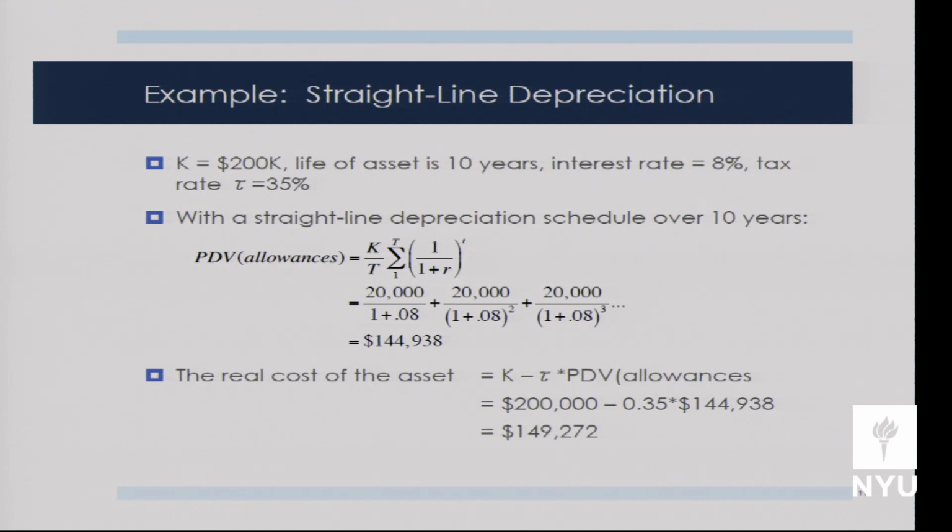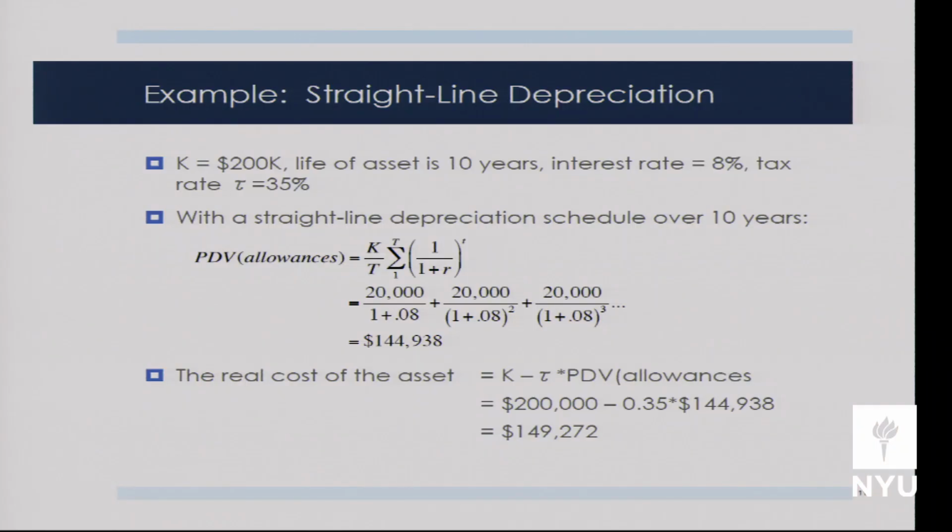Okay, so when we do this PDV, you're all familiar with PDV, we're going to take 20,000 divided by 1.08 for the first period. That's the first year's allowance. For the second period, we're going to square 1.08, so divide 20,000 by 1.08 squared, and then the third, the fourth, all the way until we have 20,000 divided by 1.08 to the 10th. That is the present discounted value of the last depreciation allowance this firm will be allowed to take related to this asset. So we're going to sum that all together, and it turns out, when you build a little Excel spreadsheet, that number turns out to be $144,938. So discounting cost us roughly $55,000, versus the nominal amount of $200,000.